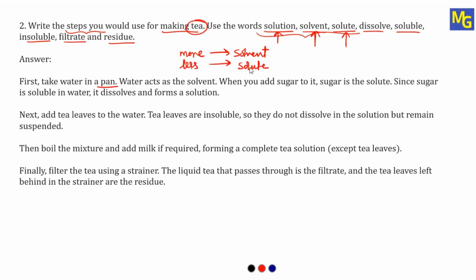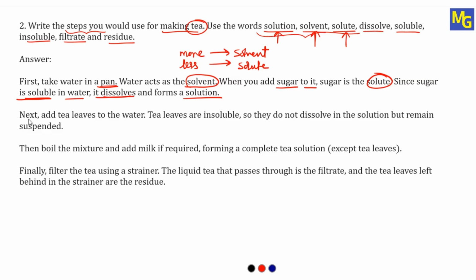So for making tea, water is in more amount. That's why first take water in a pan. Water acts as a solvent. So we have used the word here. When you add sugar to it, sugar is the solute, because we will not add as much sugar as we have added water. Sugar will be less, so it comes under solute. So we took water as a solvent and added sugar as a solute. Since sugar is soluble in water, it dissolves and forms a solution. Sugar is a crystal which will get dissolved, being soluble in water, and forms a sugar solution.